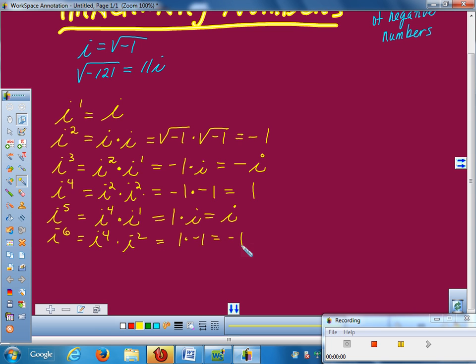So all you ever have to know are the first 4 powers of i, and you can figure out any power of i. So I'm going to rewrite that nice and neat so you can see it. This will, by the way, be the first question on the quest: fill in the powers of i.